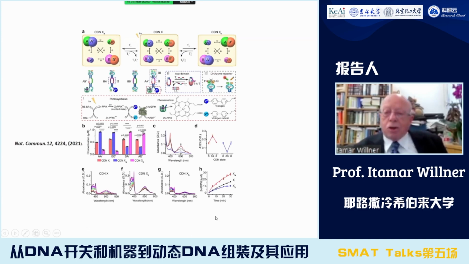Here you can see very nicely that you can control indeed the photosynthetic system by the DNA scaffold that dictates how much of the active photosynthetic apparatus we have in the system.